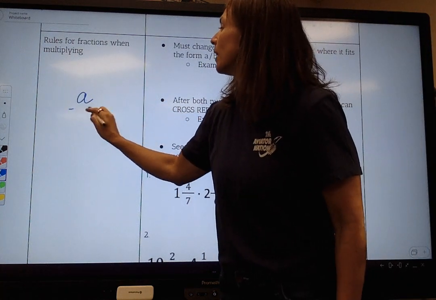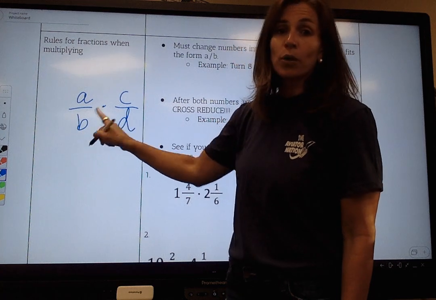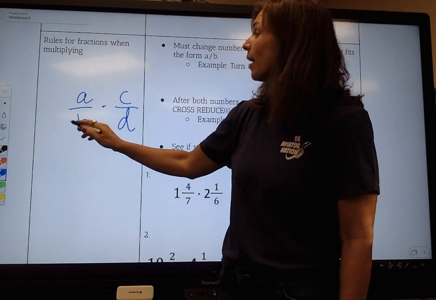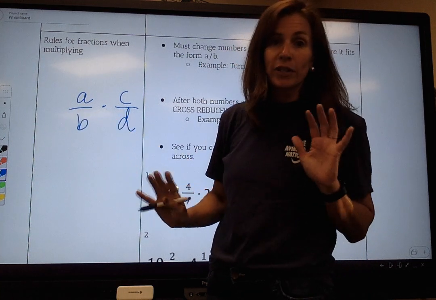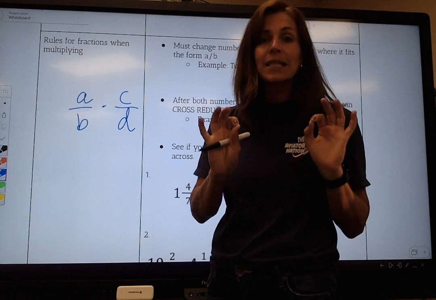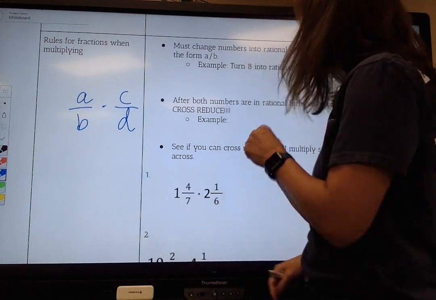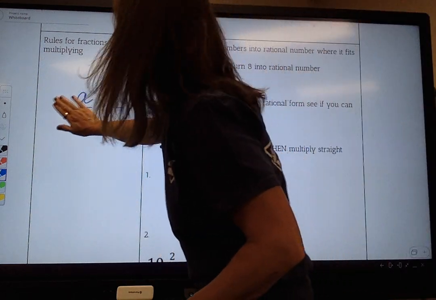It has to be A over B times C over D. Rational number, okay? You can't have a whole number times a whole number. That's just adding and subtracting fractions. When multiplying and dividing, it has to fit the form A over B times C over D, okay? All right, so let's look at number 1.